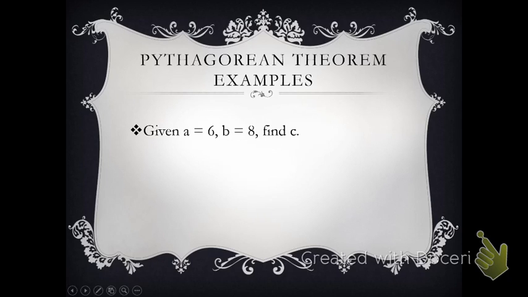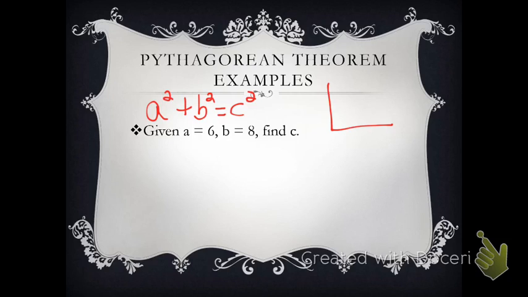So let's start with just a quick one to plug in and practice using the formula before we try a word problem. So we've got our formula, a squared plus b squared equals c squared. In this question, I'm just giving you the values for a, b, and c, although I could also give you a picture. I could give you a picture that looked like this, and I'd have 6, 8, and C.